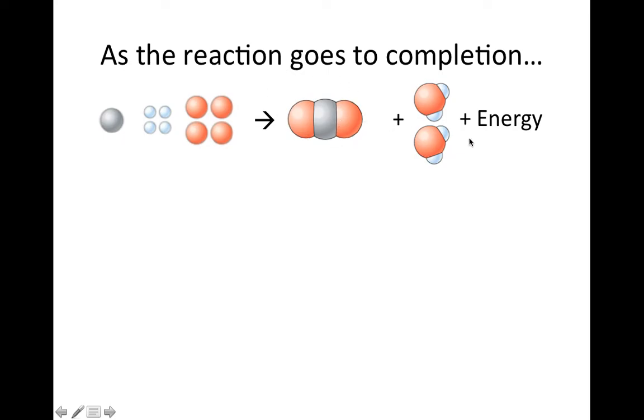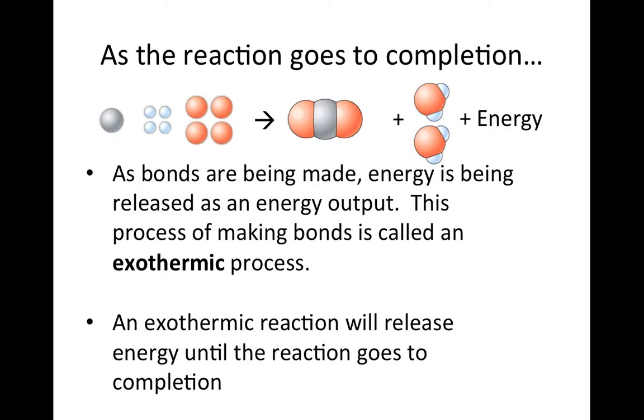Now, when this happens, energy is given out or released. So when we make bonds, or when bonds are being made, energy has to be released. This process of making bonds is called an exothermic process, which is the exact opposite of endo. Endo means in, exo means out. Exothermic means the releasing of heat. An exothermic reaction will release energy until the reaction goes to completion. Once the reaction stops, the energy being released also stops.